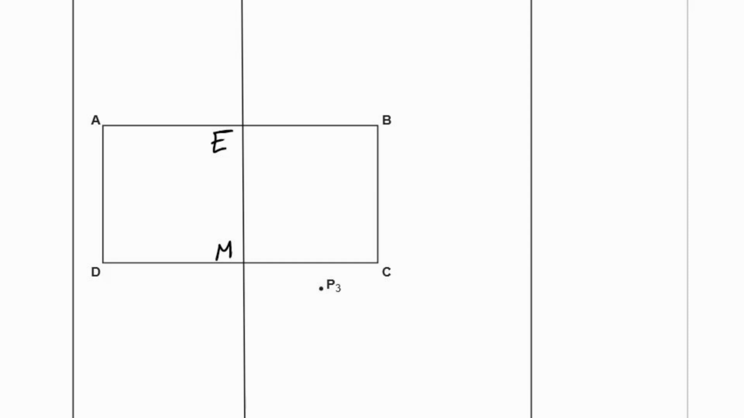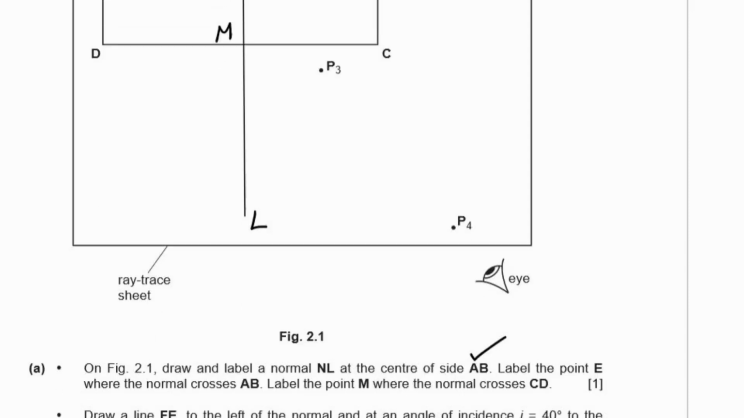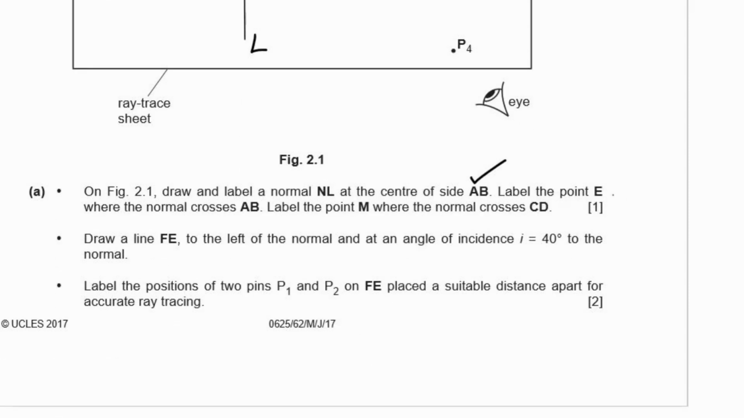There we are. So those points have been labelled now. What we've done all the things being asked for in that section, so we tick that off. The next part, draw a line FE to the left of the normal and at an angle of incidence I equals 40 degrees to the normal. Alright, so let's do that.